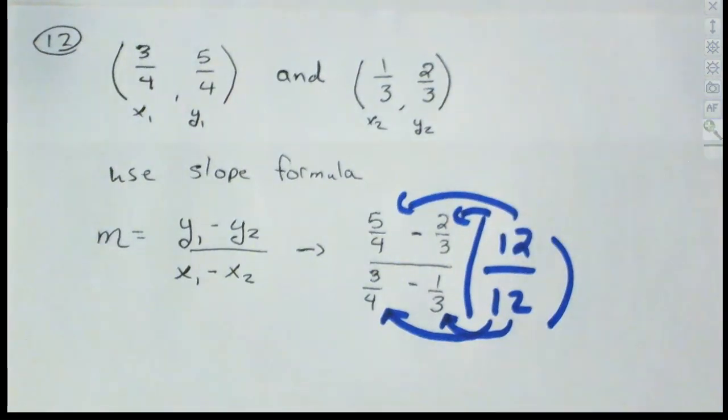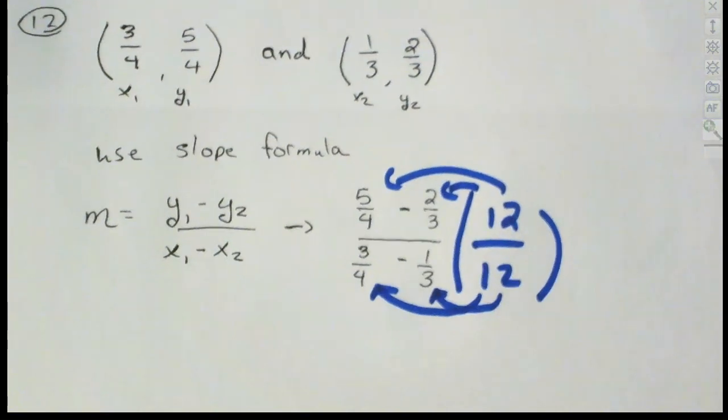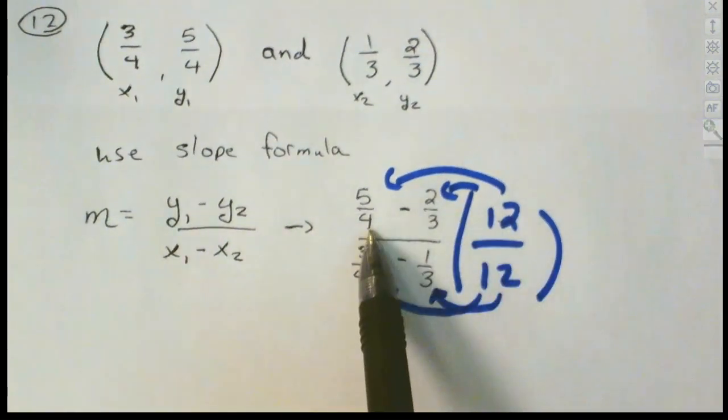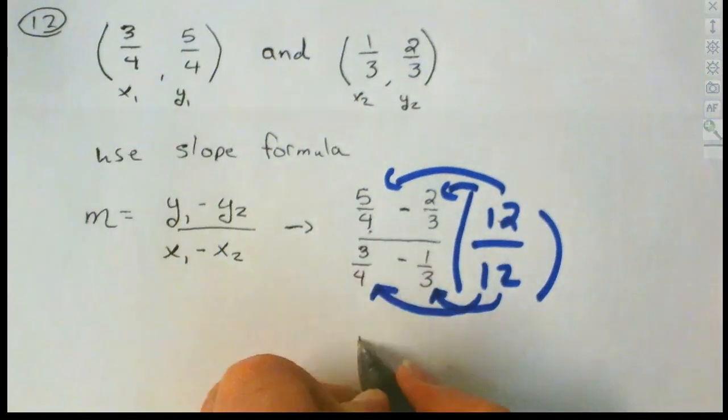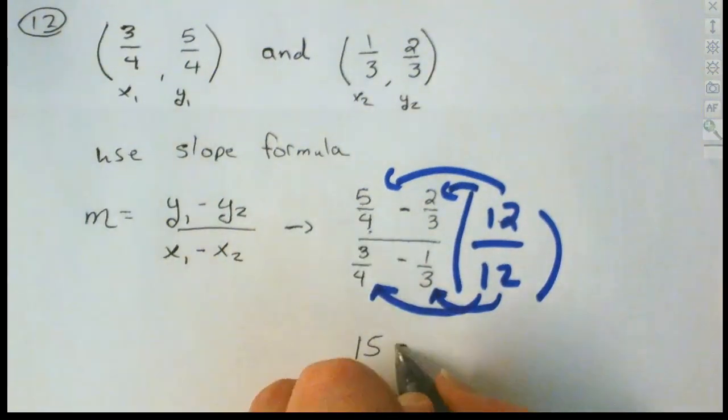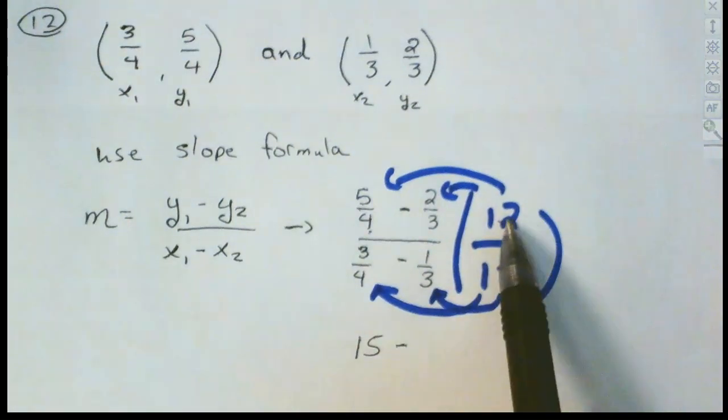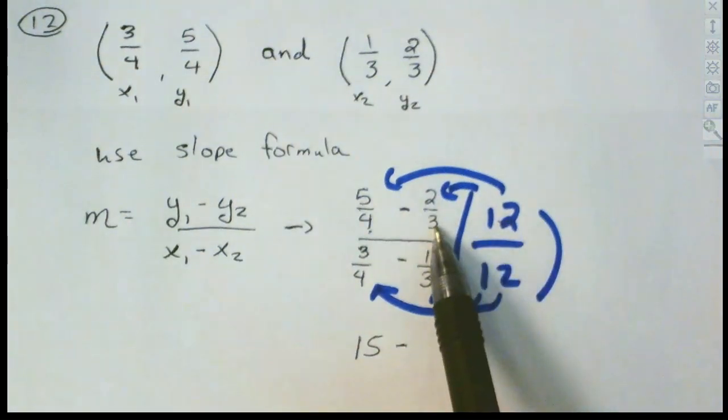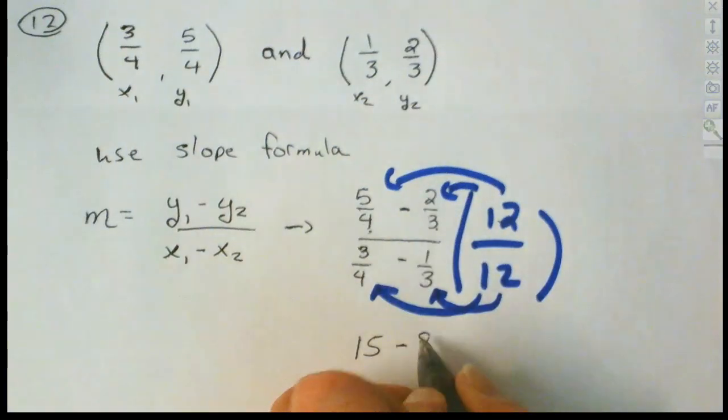And remember, when we clear out these fractions, what do we do? Divide by the number down below, multiply by the number on the top. So 12 divided by 4 is 3. 3 times the 5 makes it 15. Negative sign comes down. 12 divided by 3, that's 4. 4 times 2 makes it 8.